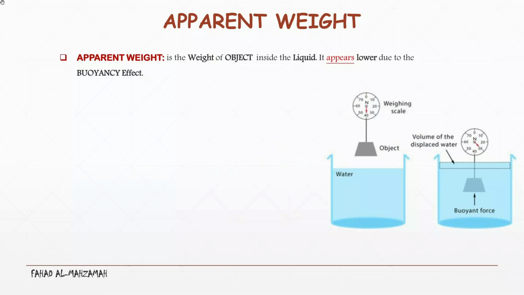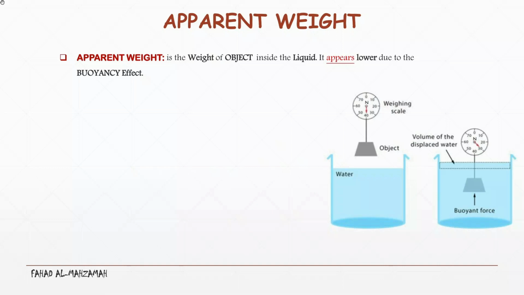So it's easy now to calculate the apparent weight. In the example, the weight of the object is 40 Newton. However, when we put it inside the liquid, it becomes 30 Newton. So now 30 Newton is the apparent weight. What is left? We have 10 Newton. 10 Newton is exactly the buoyancy.